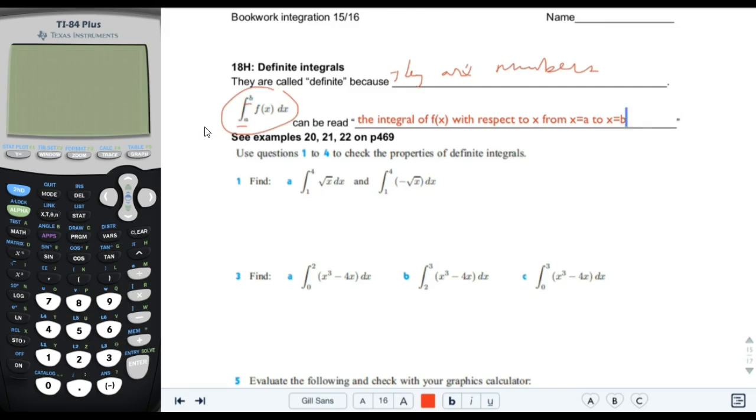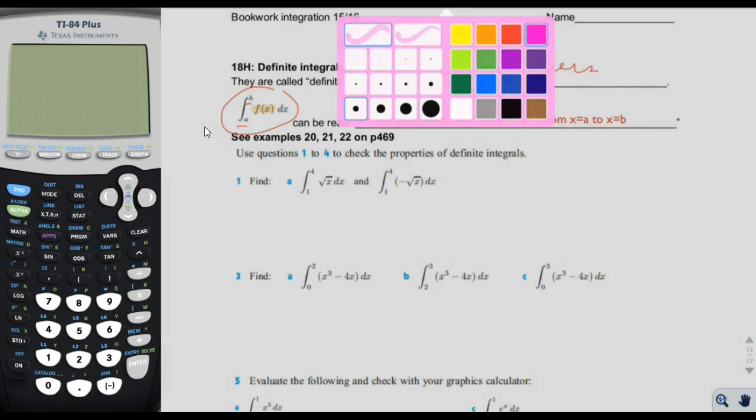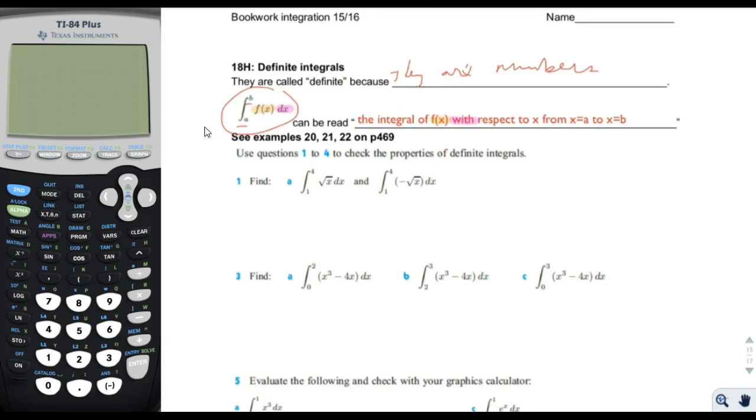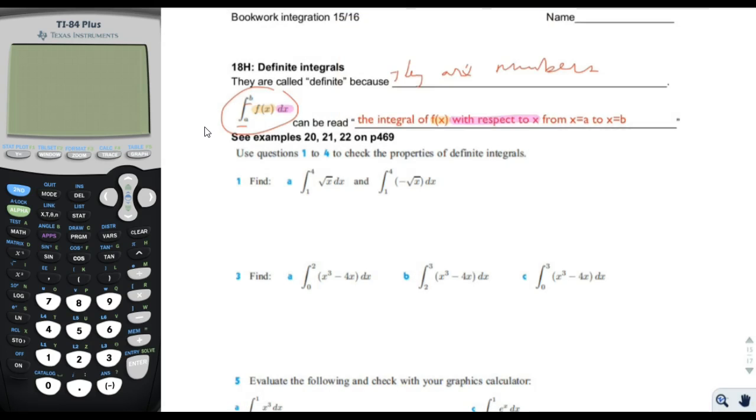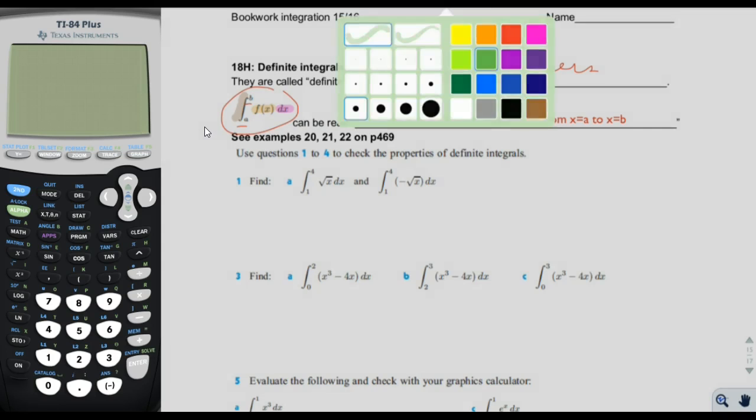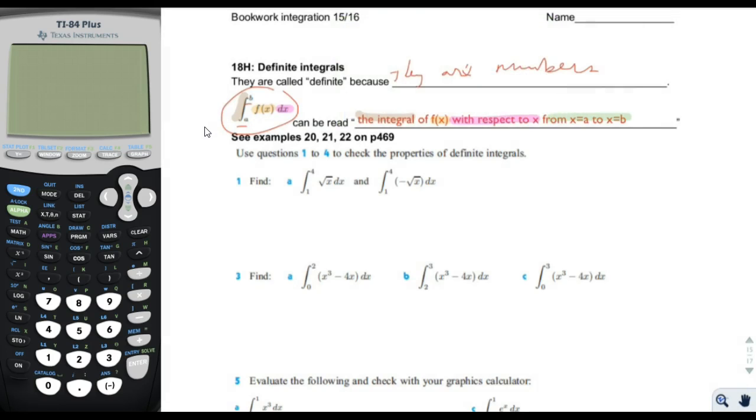So this part here, f of x corresponds to this, right? This part dx corresponds to here, with respect to x. The integral, of course, is this symbol here. And then finally, at the end, it says from x equals a to x equals b, it's talking about these limits to the integral, the left limit, the right limit, the lower limit, upper limit.